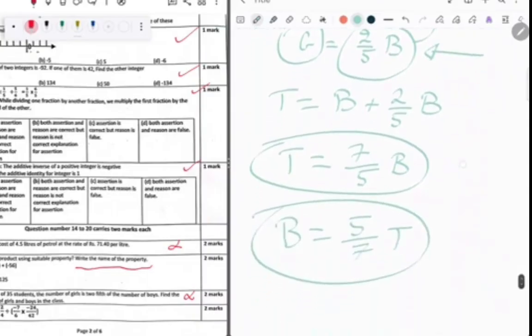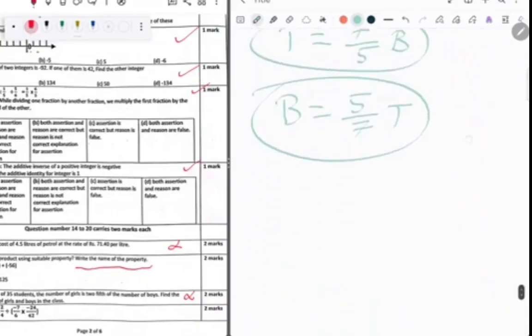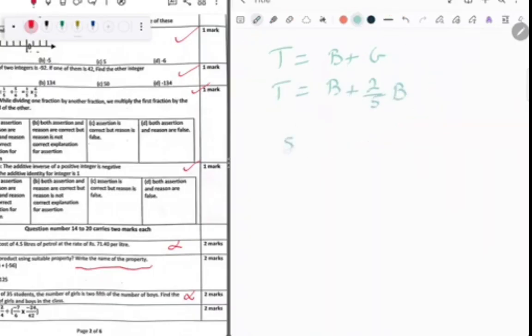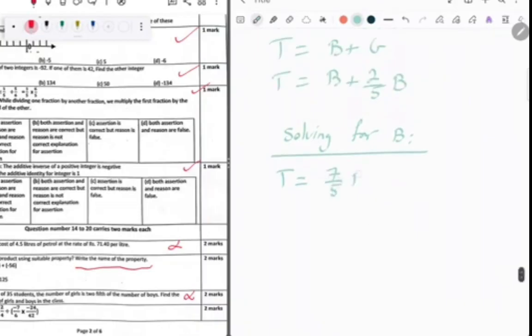So we can try and summarize here. This one is getting too messed up. T is equal to b plus g, and since now we understood everything, 2/5b. We need to organize stuff. Now, solving for b, t is equal to 7/5b. Now I want to get it a different way. So b is equal to 5/7t.